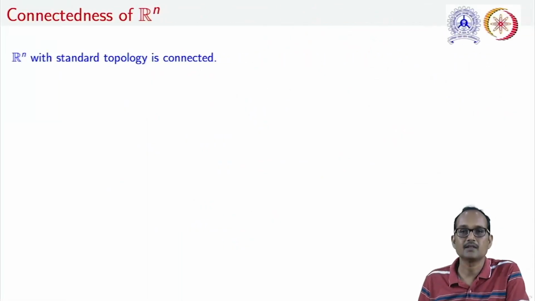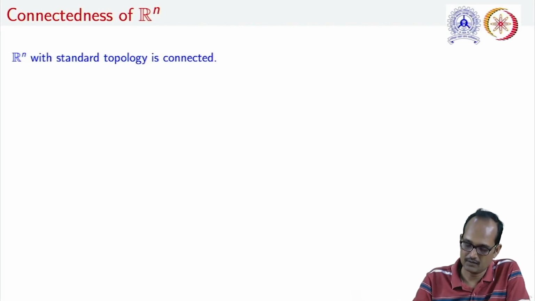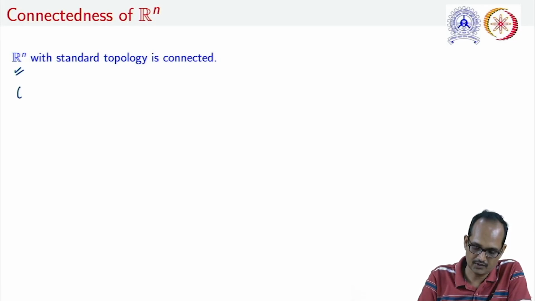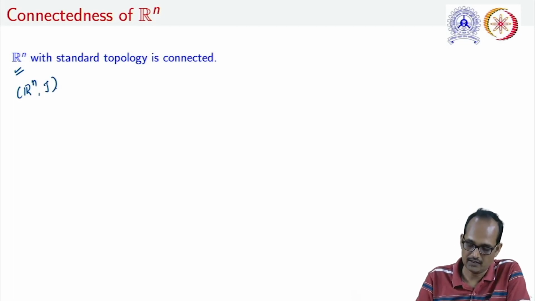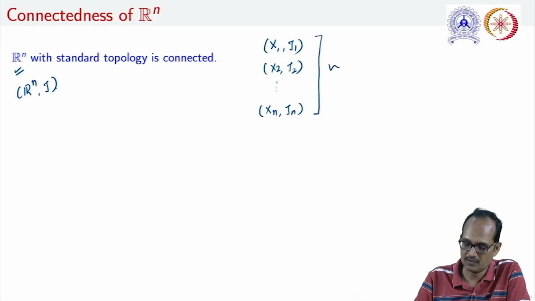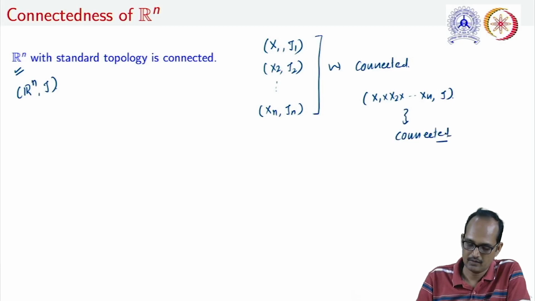Having this knowledge that the real line with Euclidean topology is connected, we can talk about the connectedness of Rn with standard topology or Euclidean topology on it. It follows from the fact, which we have already studied, that if we have these topological spaces X1 tau 1, X2 tau 2 and Xn tau n, and if these are connected, then their product, that is X1 cross X2 cross Xn with the product topology, is also connected.